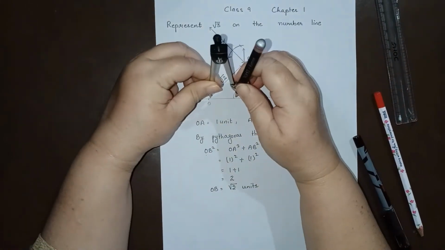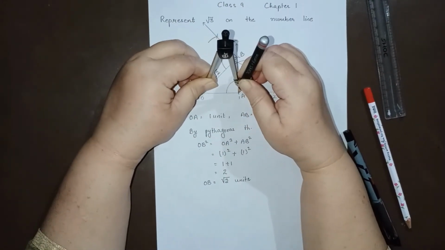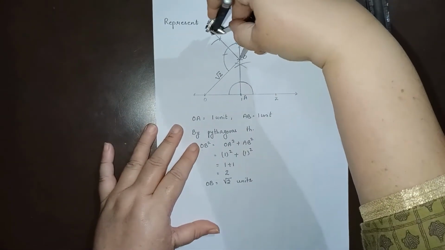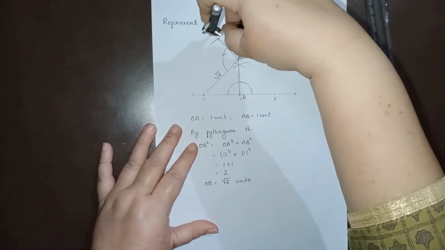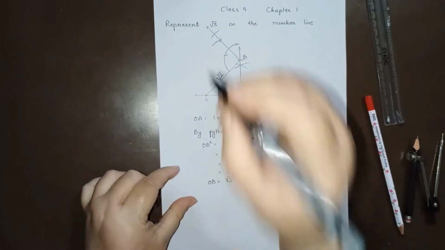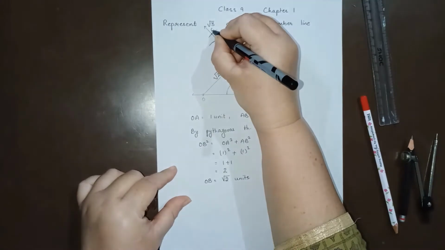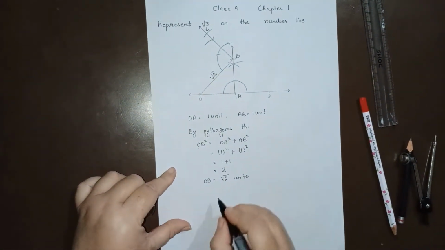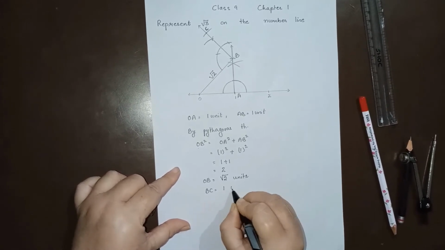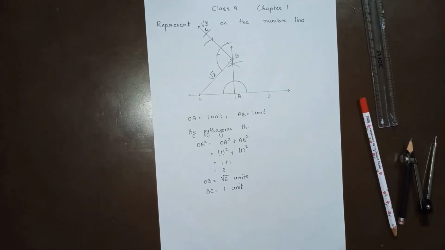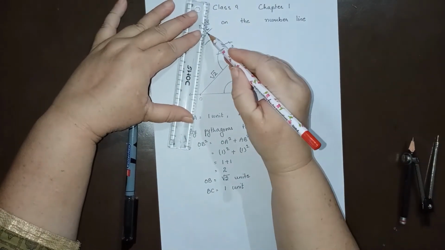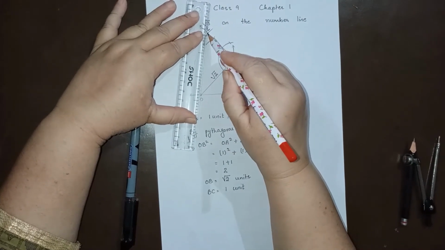Now again we will take 1 unit, which is from 0 to 1. So this is 1 unit. And from point B, we will mark an arc on this perpendicular at a distance of 1 unit. Let us take this point as C. So now what do we have? We have BC is 1 unit again, right? So let us join OC.